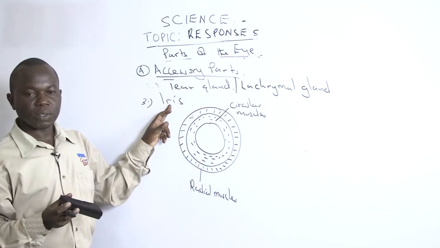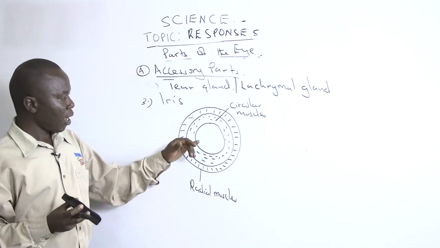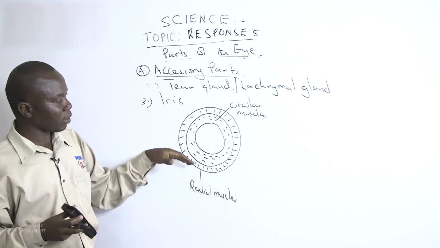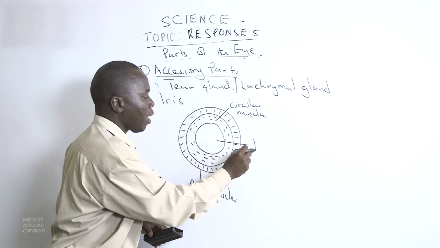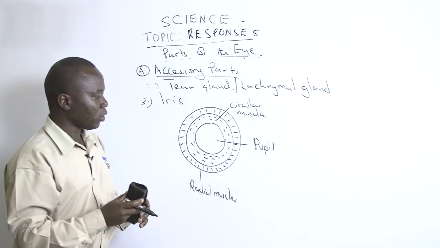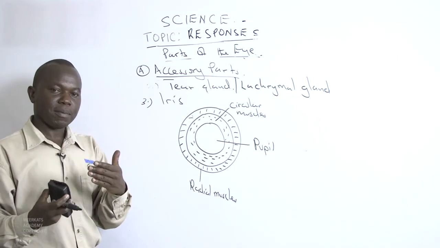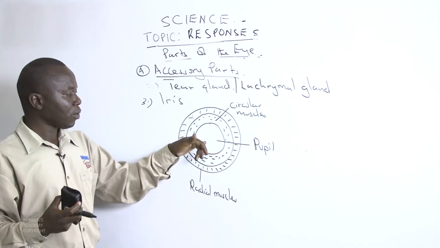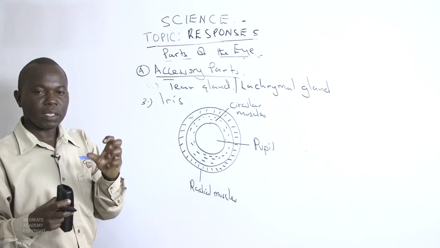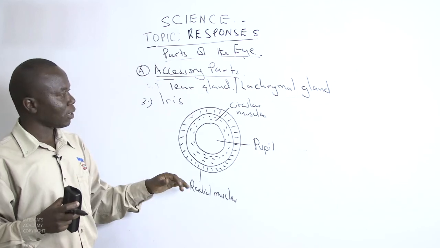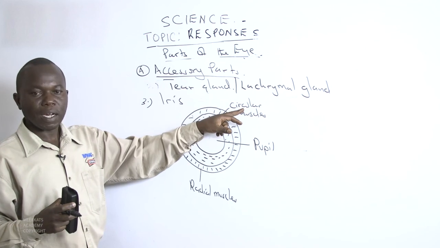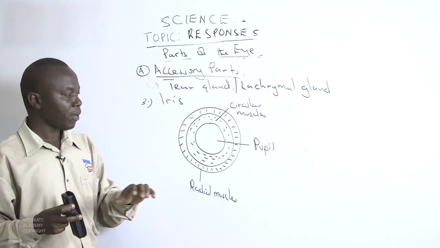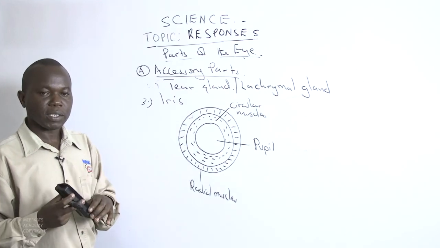So the role of the iris is to control how much light will get into the eye. But how? Through a hole called the pupil. So light will get through the transparent membrane, that is the cornea, through the aqueous humor, then through the pupil. But this pupil usually increases or decreases in size according to the relaxation or contraction of the muscles that I've mentioned. And in the process, it controls the amount of light entering the eye.